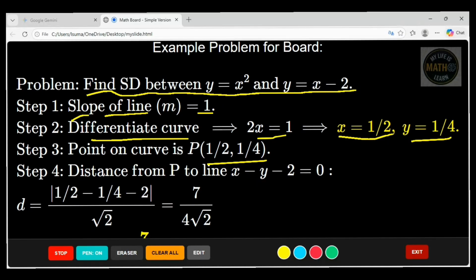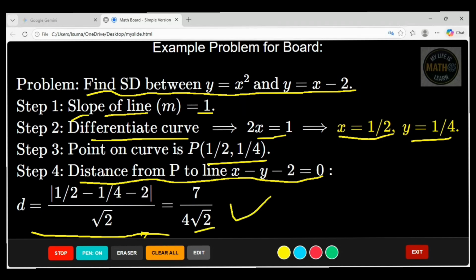The distance from P to the line x minus y minus 2 is equal to 0. Now apply the distance formula: d is equal to |1 by 2 minus 1 by 4 minus 2| by square root of a square plus b square, square root of 2. After calculation we will get 7 by 4 root 2.